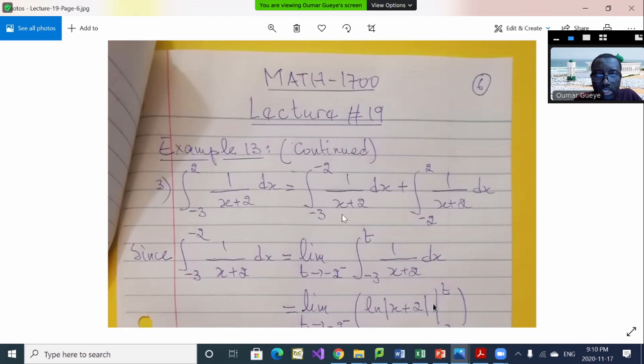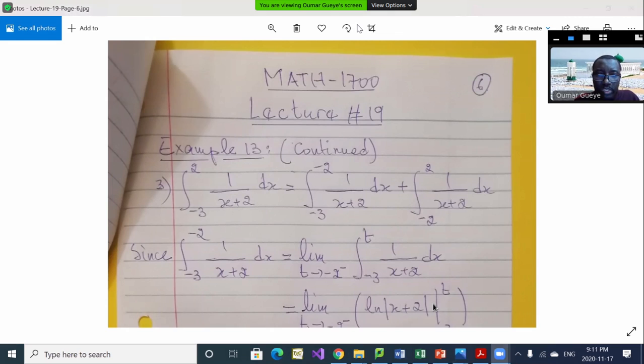You can see here, this function now is undefined at -2. Same for the second integral, because both of them now are improper integrals. I'm just gonna calculate the first one now, and later we'll see what's gonna happen for the second one. And for the first one, we have improper integral, and as I told you last week, you remove the point where the function is discontinuous, and you replace it by a t, and you let your t approaching to -2 from the left. Why from the left?